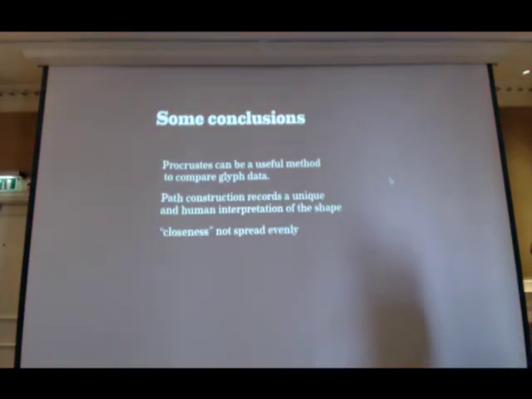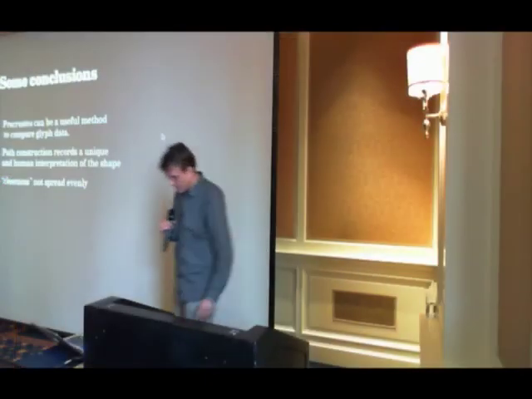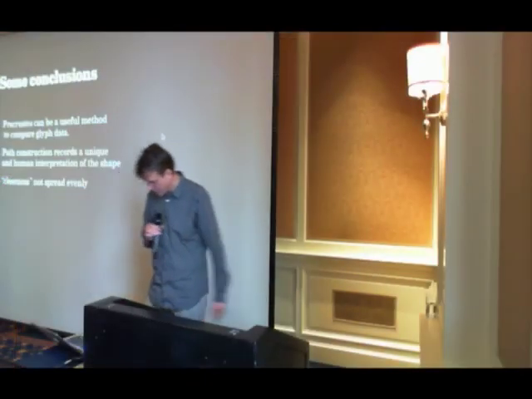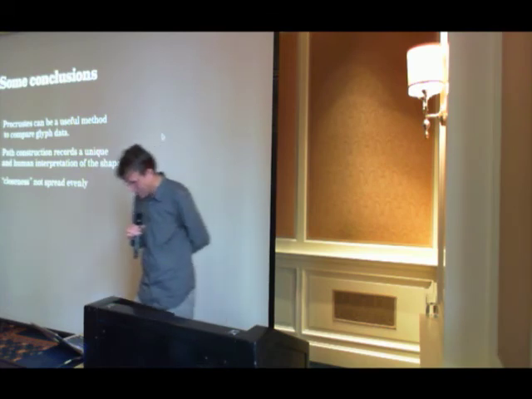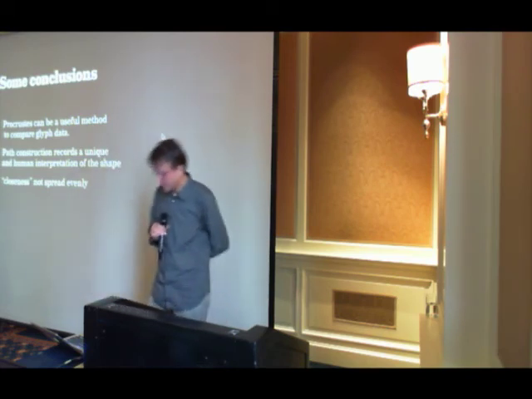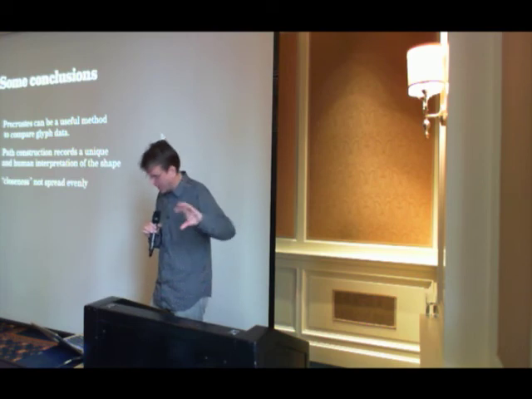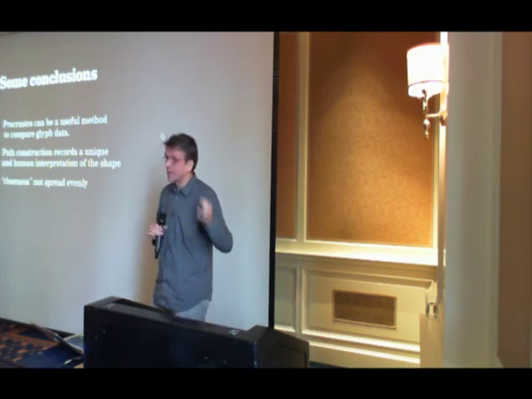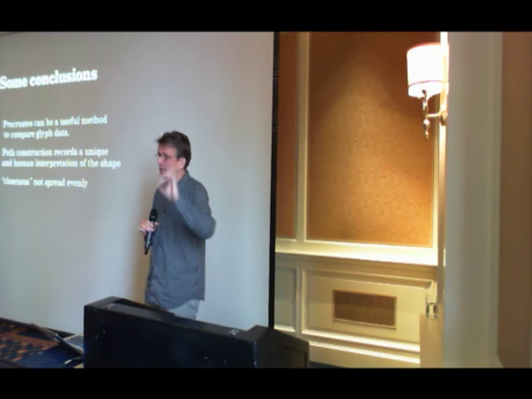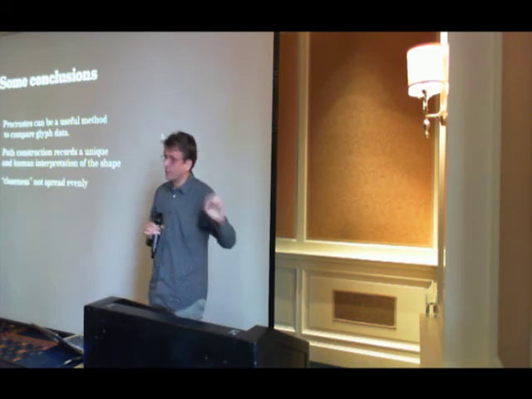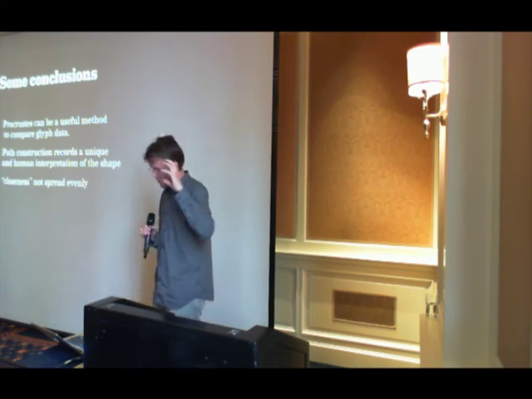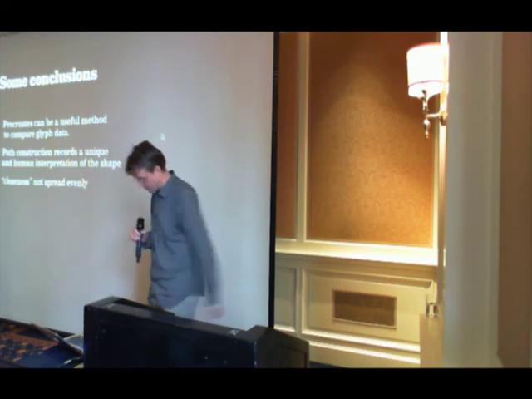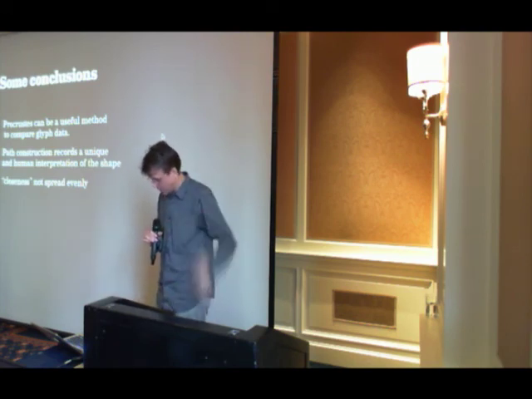All right, so, conclusions. As this is not really a scientific project, these are not really scientific conclusions, but I think progressives can be a nice method to compare the glyph data, because you can take the scale and the offset out, and you can actually look at the shape. It shows that path construction is absolutely unique and absolutely human, so everybody will do this differently. Even though it's numbers and it's math, it is an expression of a human interpretation, a human thought.